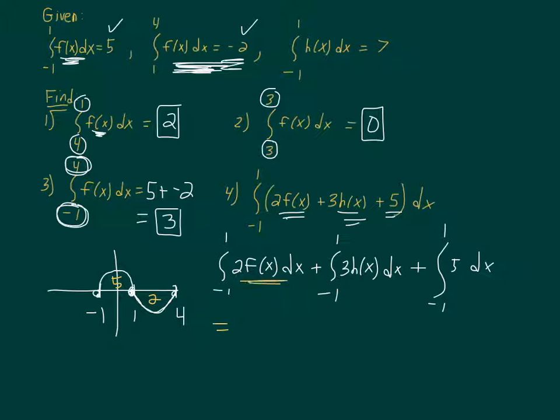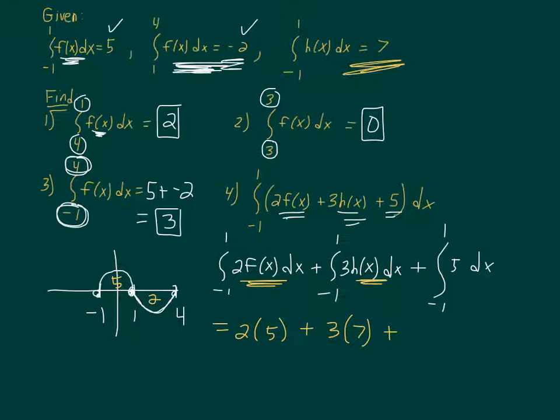So this first part here, we talked about how we can pull out that 2, all right, and then really just focus on the integral from -1 to 1 of f of x, which we know is 5. The next part here, we can pull out that 3, and then just focus on what's left, which is the integral of -1 to 1 on h of x, which up here is 7. So we have 3 times 7 plus.